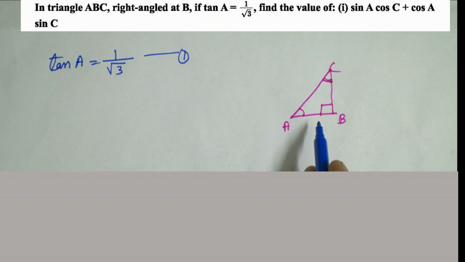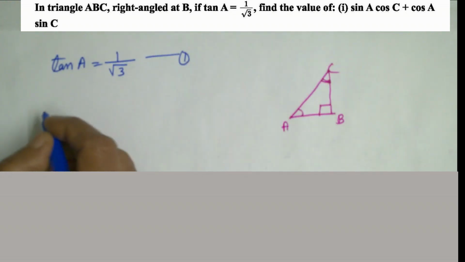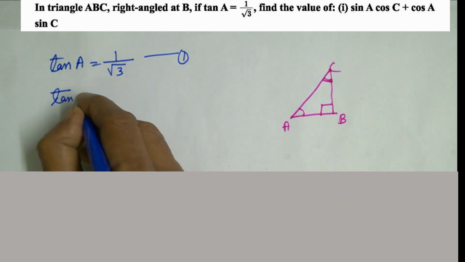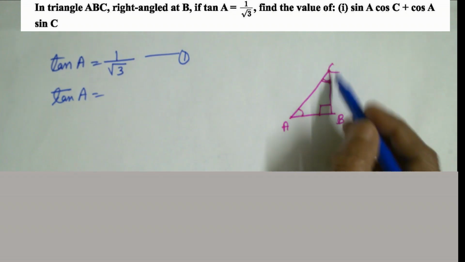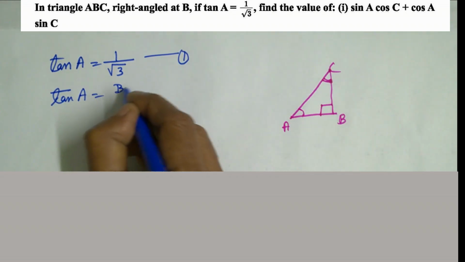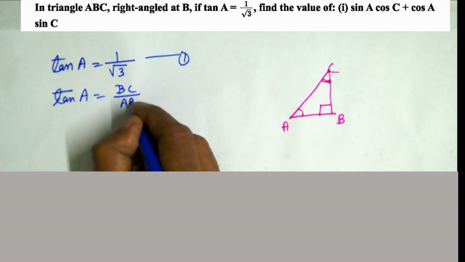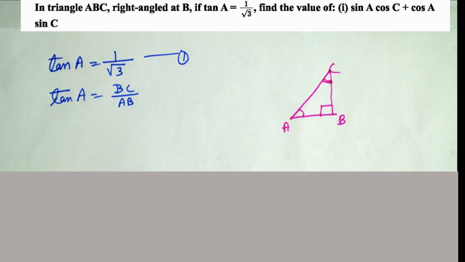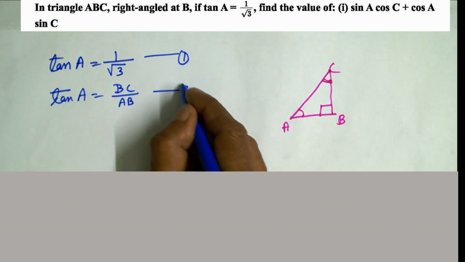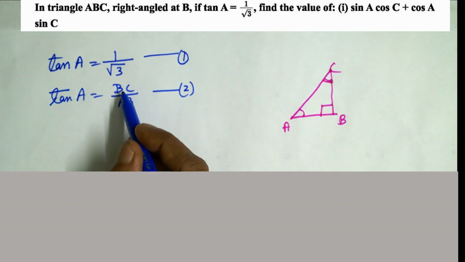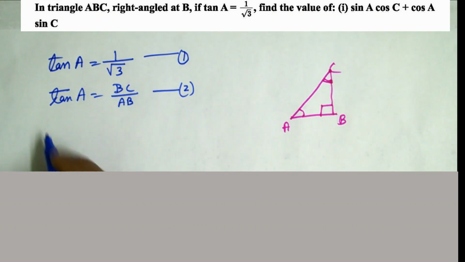And from trigonometry, with respect to this figure, what can we write? Tan A is equal to perpendicular BC by AB. This is equation 2. Therefore, from 1 and 2 we can write BC by AB is equal to 1 by root 3.